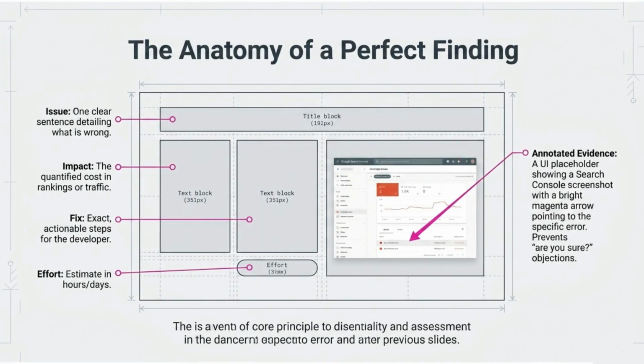A perfect finding includes 4 elements: the issue, the impact in rankings or traffic, the exact fix for the developer, and the effort estimate. Include annotated evidence, such as a screenshot pointing to the specific error, to prevent objections.